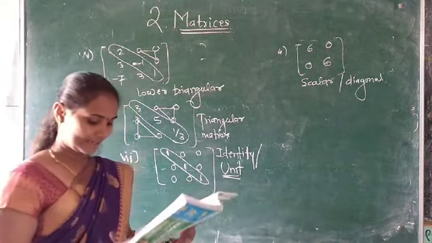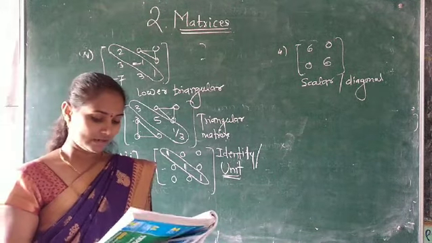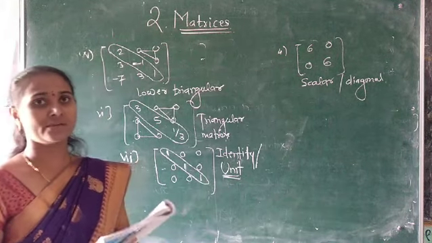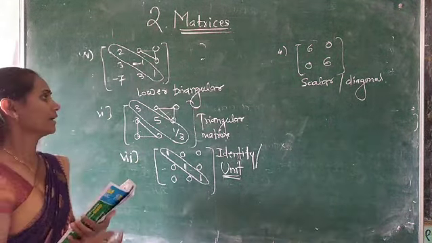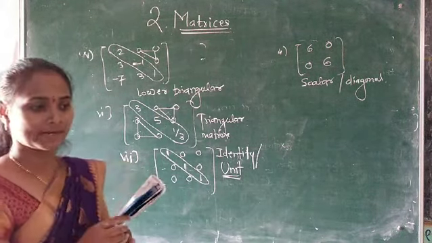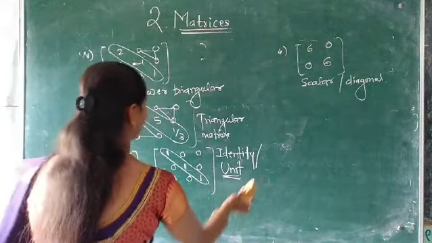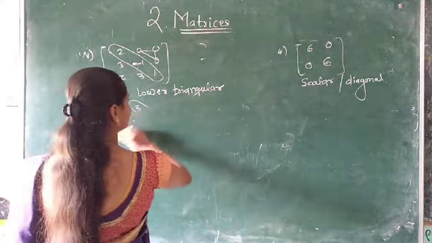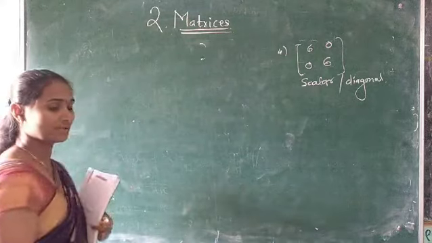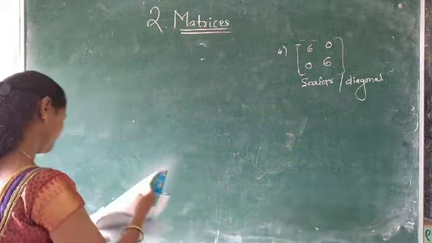Now question number 3 is there. Which of the following matrices are singular or non-singular? In yesterday's lecture, we saw what is meant by a singular matrix or non-singular matrix. If the determinant of a matrix is 0, then the matrix is said to be a singular matrix, and if the determinant is non-zero, then the matrix is said to be a non-singular matrix. So we have to write which matrices are singular and which are non-singular. So first question is there.